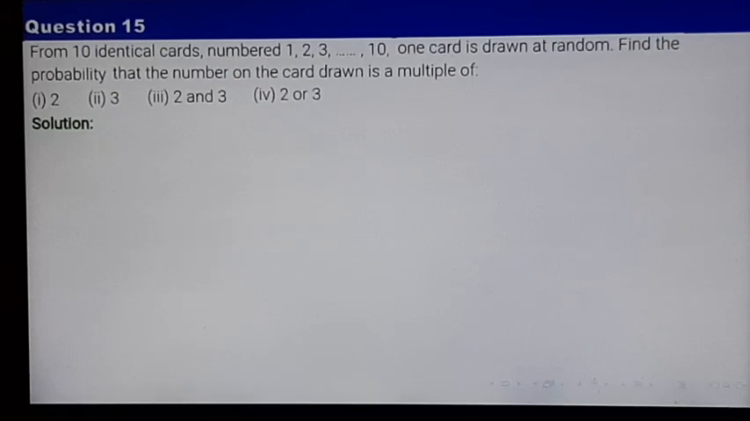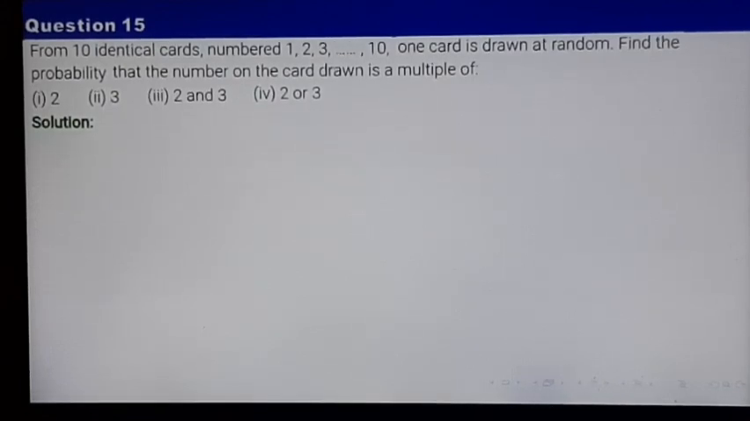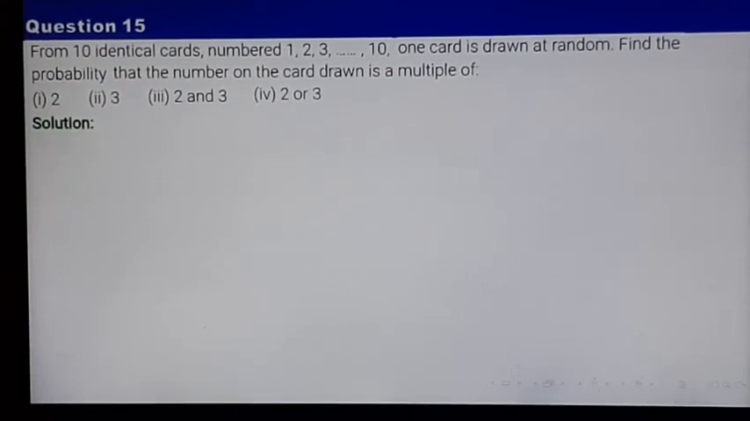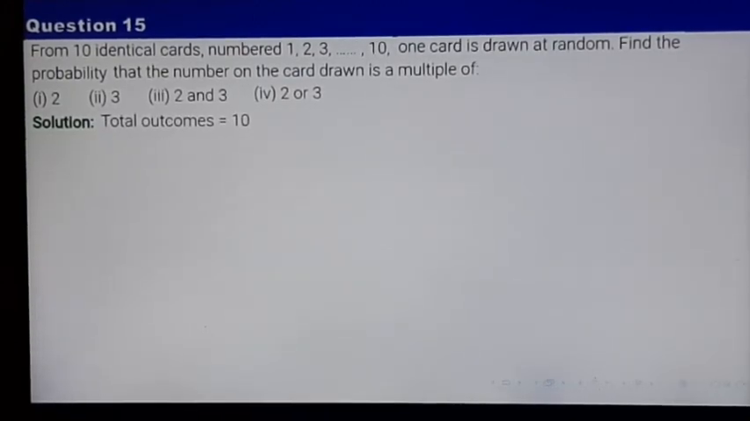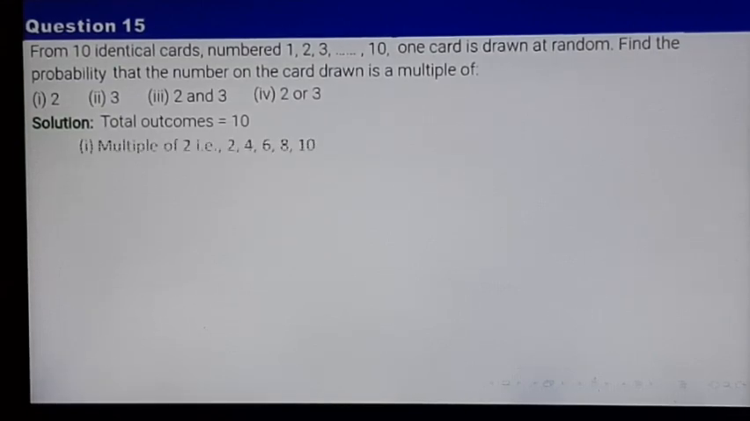So, from 10 identical cards numbered from 1 to 10. There are 10 cards and each card is numbered 1, 2, 3, 4 like that. And you are drawing one card at random. Find the probability that the number on the card is a multiple of, so there are various questions given here. I'll take 1 and 4 for you. So let's see. The total number of outcomes here is 10, right? Because we have cards numbered from 1 to 10. Is that clear? So let me take the first problem.